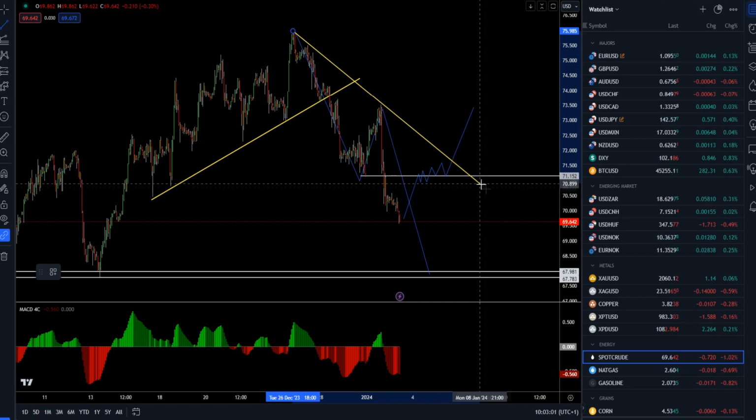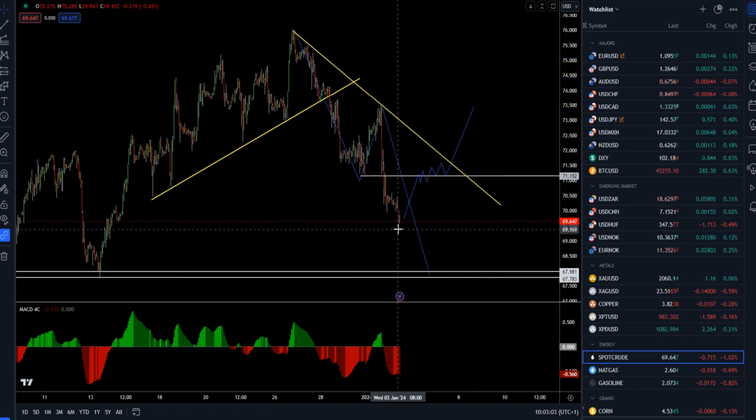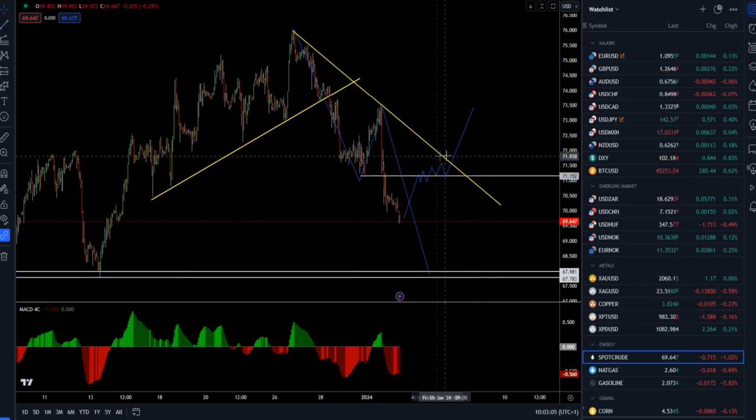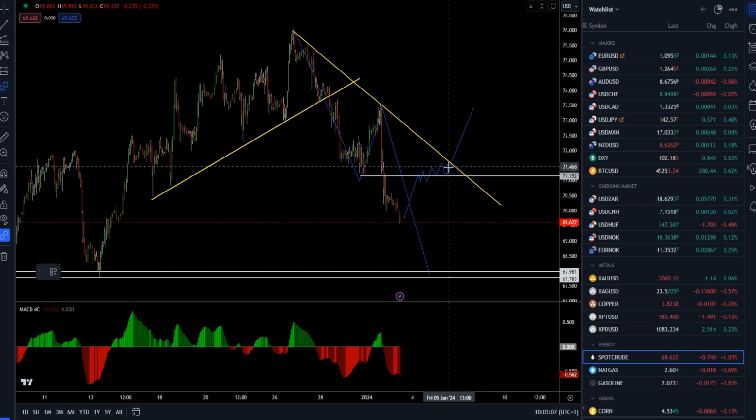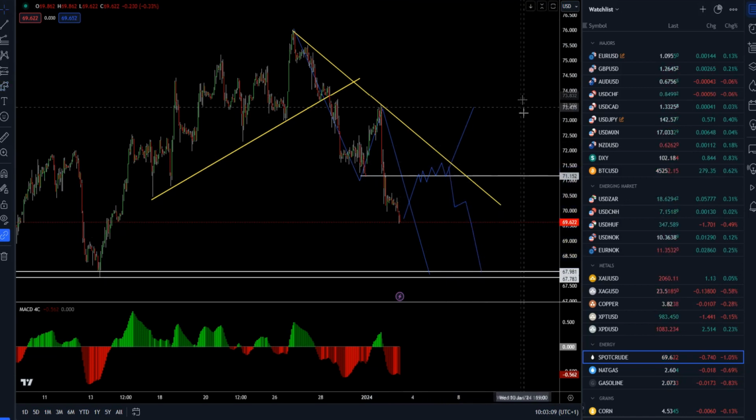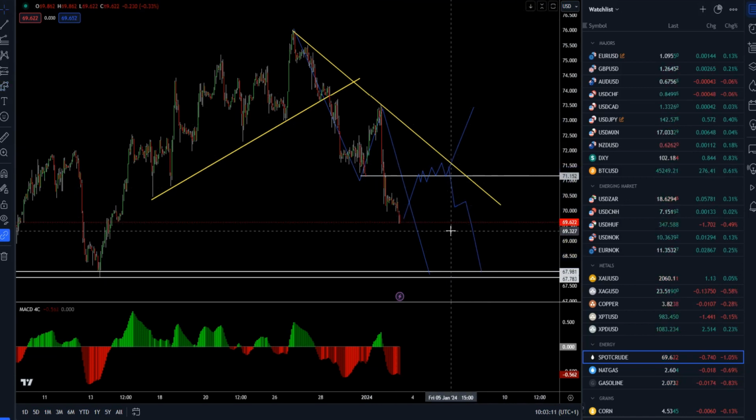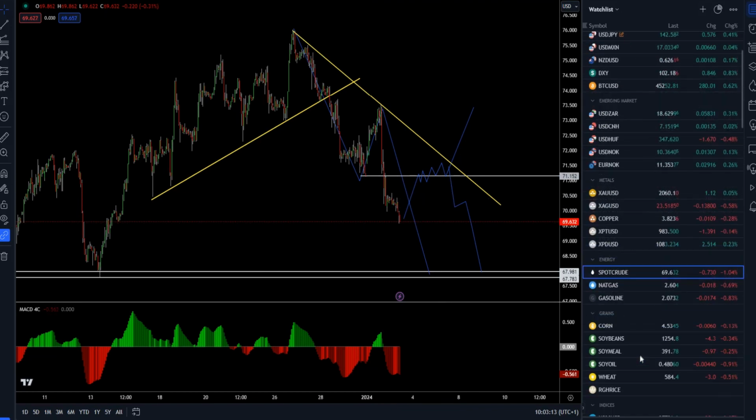We can also place the supply trend line. So this is the supply trend line. In case of some rally, there will be potential also for the downside continuation of this one. Those are the alternative scenarios. But so far, momentum is to the downside.